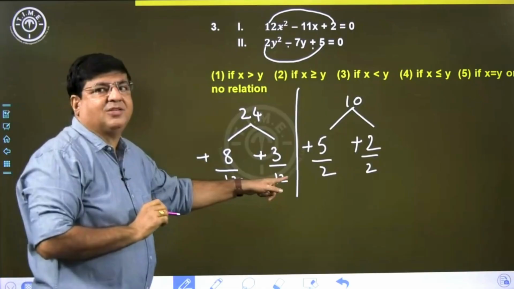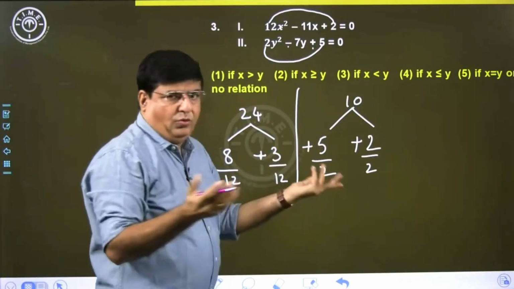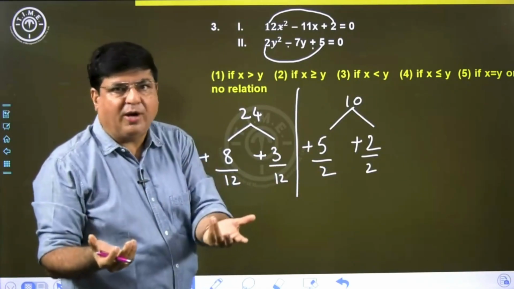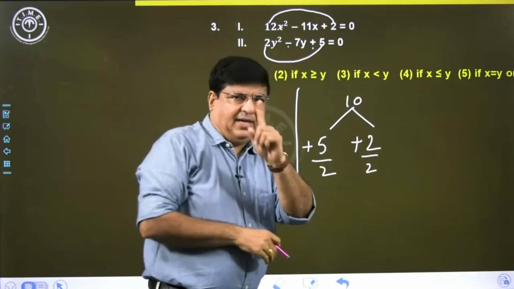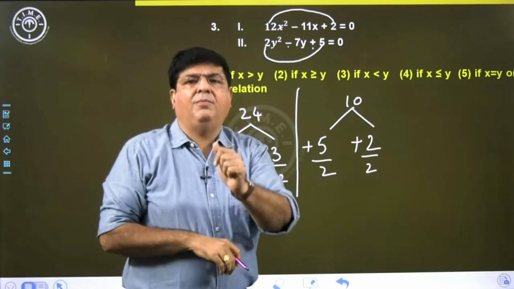Write 3 by 12 as 1 by 4, 5 by 2 as 2.5, and 2 by 2 is 1. That is one way of doing it. But I'll give you a better method.